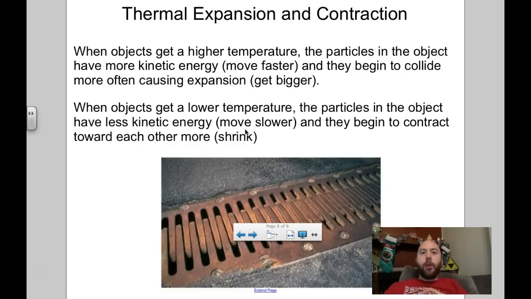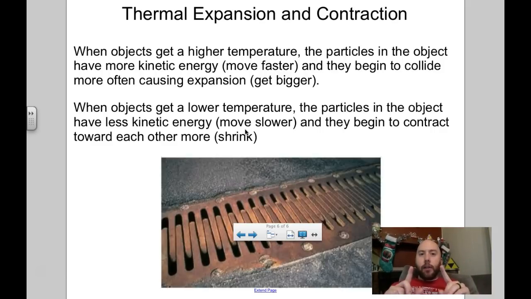Finally, thermal expansion and contraction. So when objects get a higher temperature, I said this, the particles that make up the object, they move faster because they have more kinetic energy. What happens is because they move faster, they collide with each other more, and it causes the object to expand, to get bigger. Very big misconception.